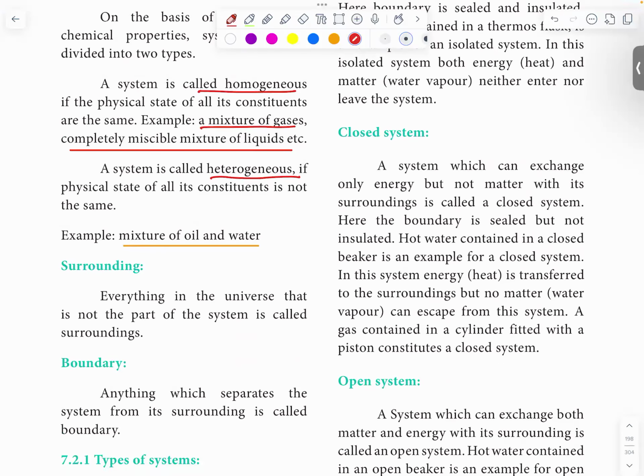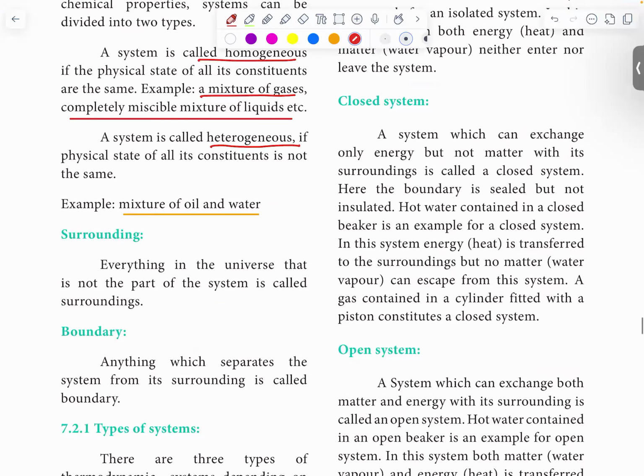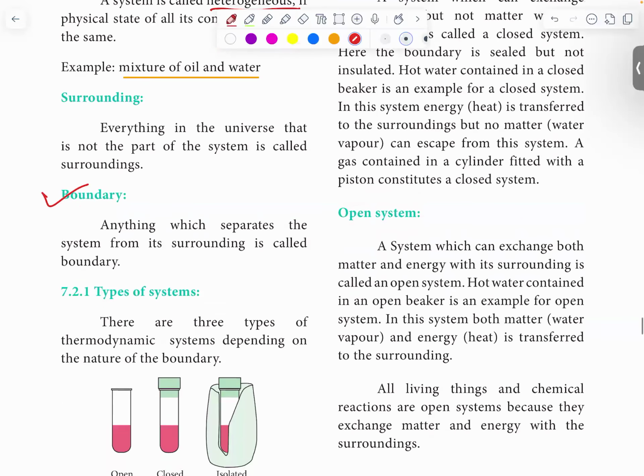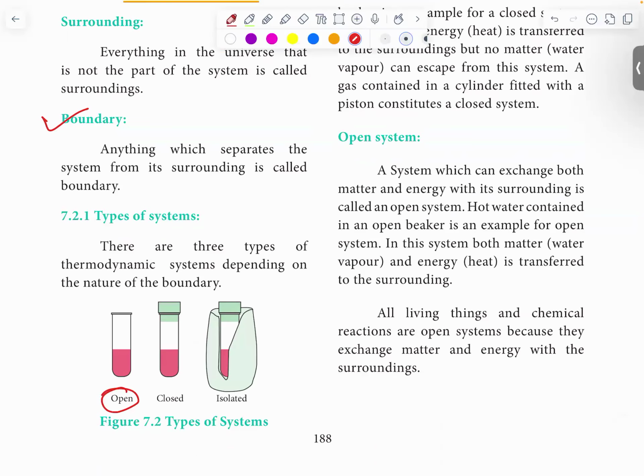Surrounding is the part that is not part of the system. We already discussed that the boundary is the thing which separates system and surrounding. Let's start with the types of systems. One is the open system, one is the closed system, and one is the isolated system. In an open system, you have to remember the key point: the matter can be exchanged and the heat can be exchanged. When matter exchange and heat exchange are both possible between the system and surrounding, such a system is called an open system.